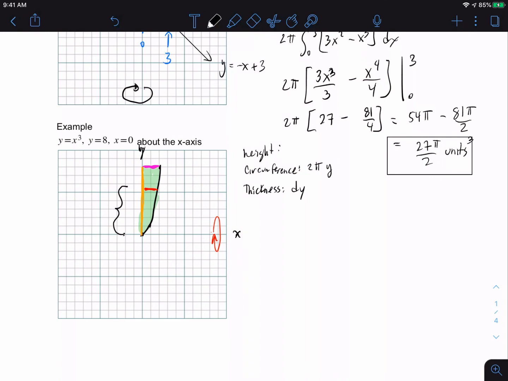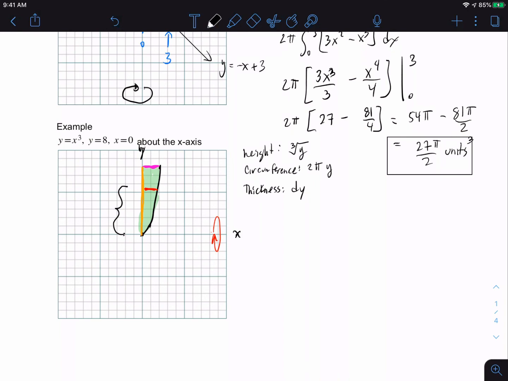Right? Then the height of this thing now is this on a side. And since it's on a side, we need to know what the height is in terms of y. So isn't that just going to be y equals x cubed? But since it's y equals x cubed, I'm going to write it in terms of y. So it's going to be the cube root of y.